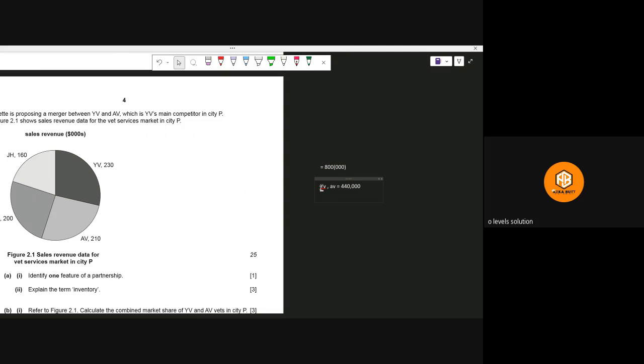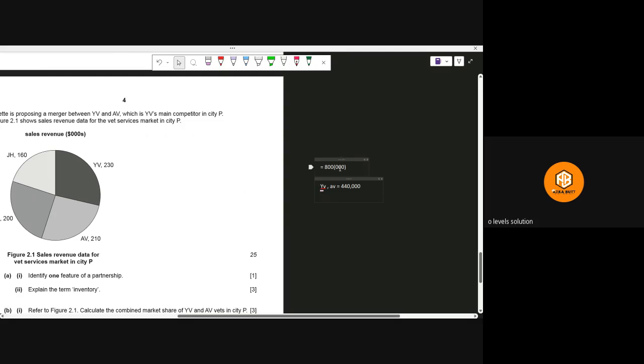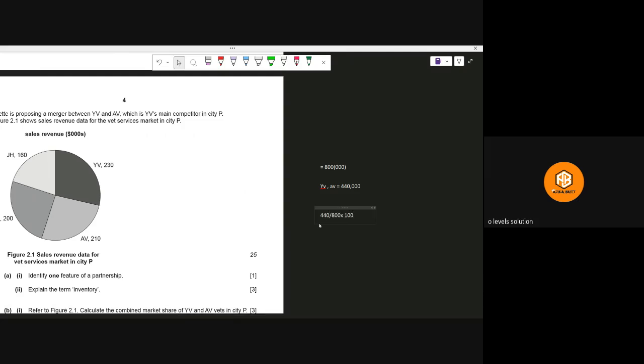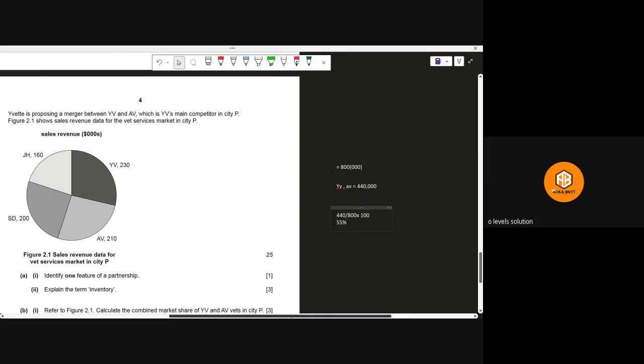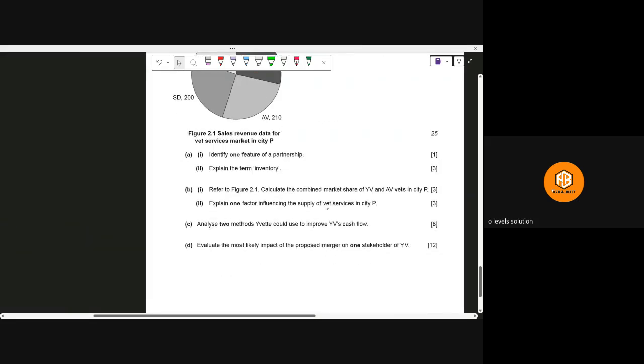Okay, now we need to find out the market share. As you can see, total sales are this, and YV and AV's sales are this. So we need to find out the total market share of YV and AV from the total sales of this whole industry. So we will divide this by the total and then multiply by 100. 440 divided by 800 multiplied by 100. This is 55%. So YV and AV are holding 55% of the market share of the whole market.